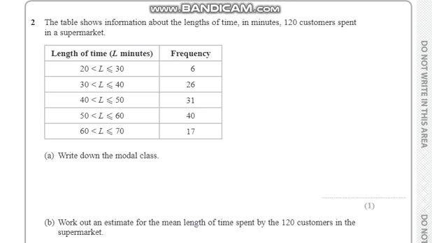The first question states that the table shows information about the length of time, in minutes, that 120 customers spent in a supermarket. That's the total, 120 is the total. The A part asks us to write down the modal class, which is 1 mark.